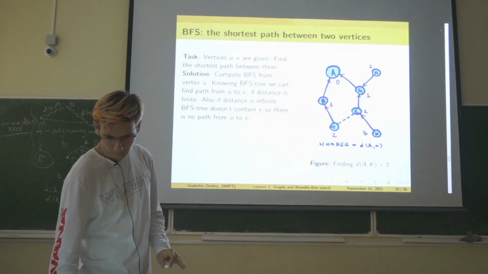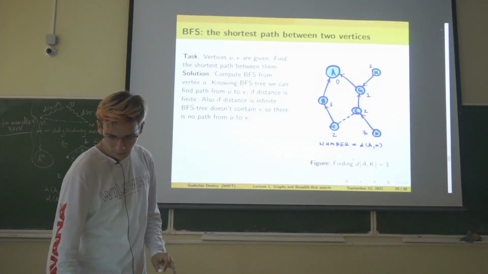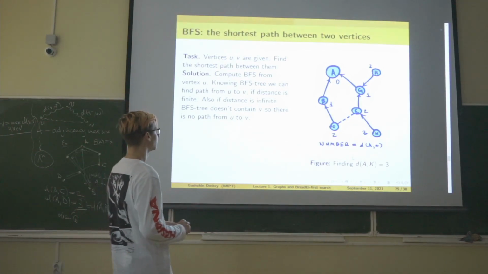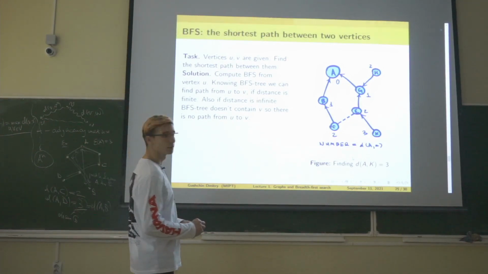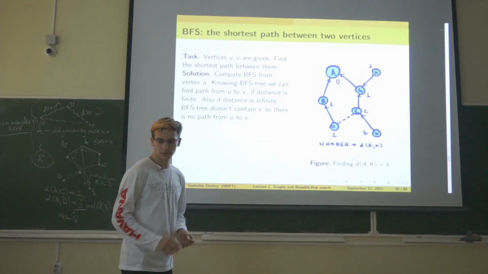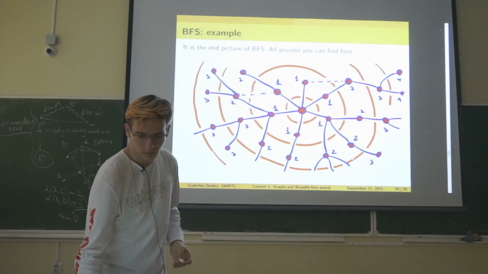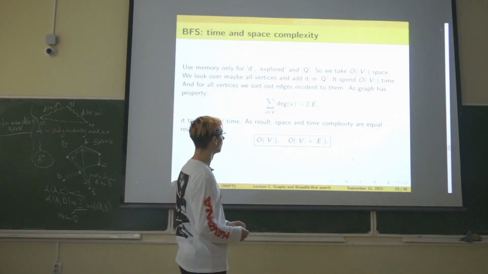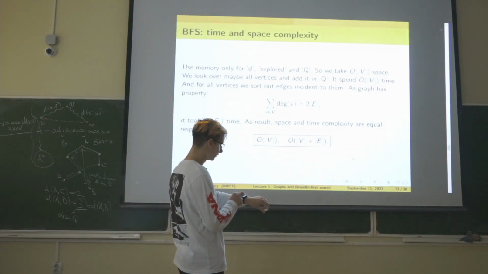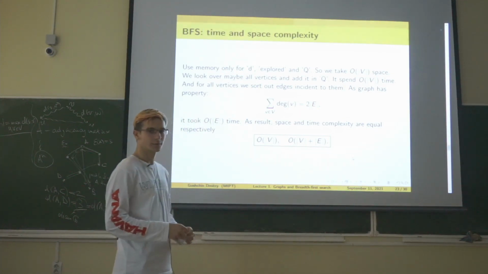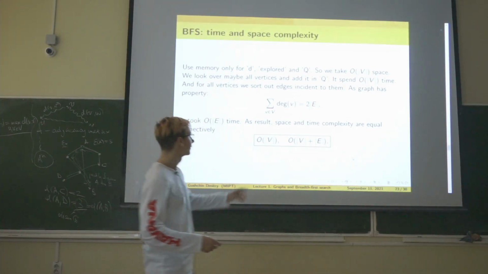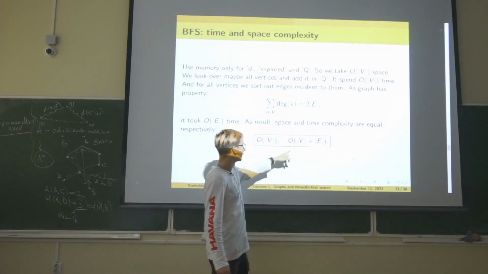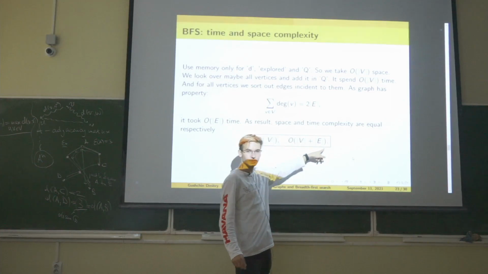So, it was an example, and there are exercises that we can solve. Can you go back? Yeah, of course. Why do we need to make the sum of all degrees of vertices? Why do we need it in this approximation?